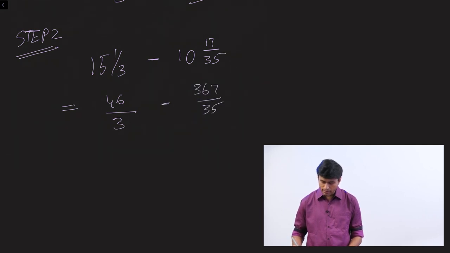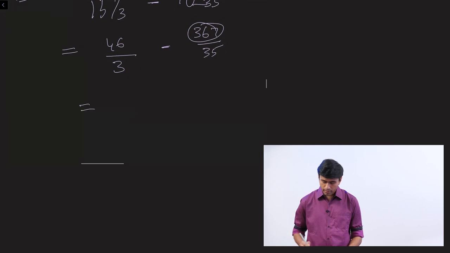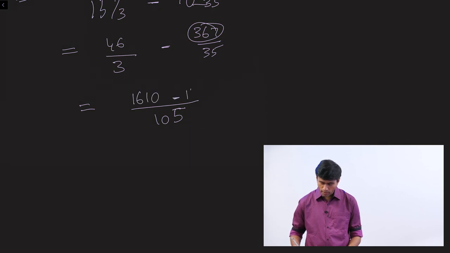How did we get 367? 35 into 10 is 350. 350 plus 17 is 367 by 35. The LCM is 105. 1610 minus 1101.